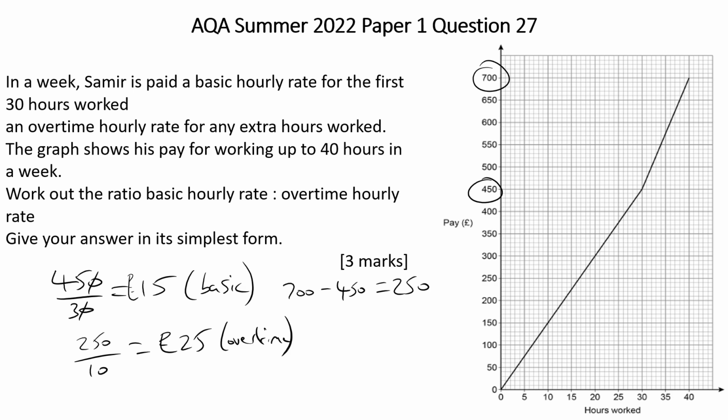So now we need to compare this in a ratio. So if we're comparing the basic, that's £15 for the hourly rate. The overtime is £25. If we divide both of those by 5, because they're both in the 5 times table, we get 3 for the basic and 5 for the overtime. So that essentially means that for every £3 he gets basic, he gets £5 in overtime for this specific period of time, which is a week.